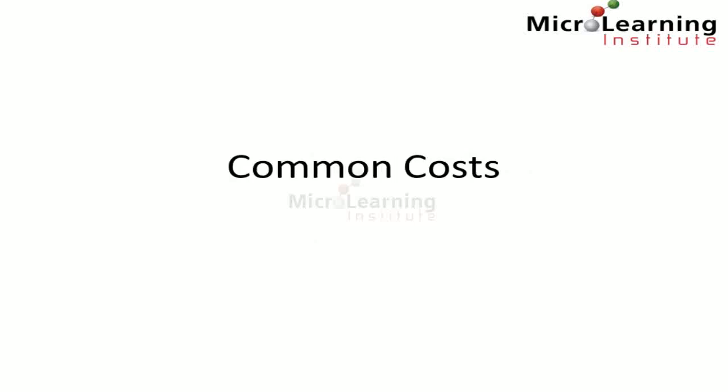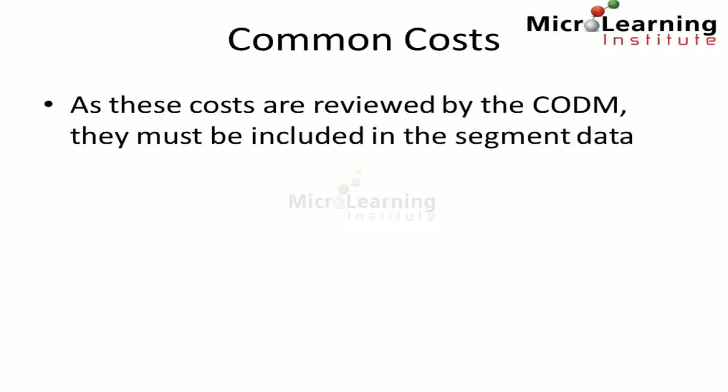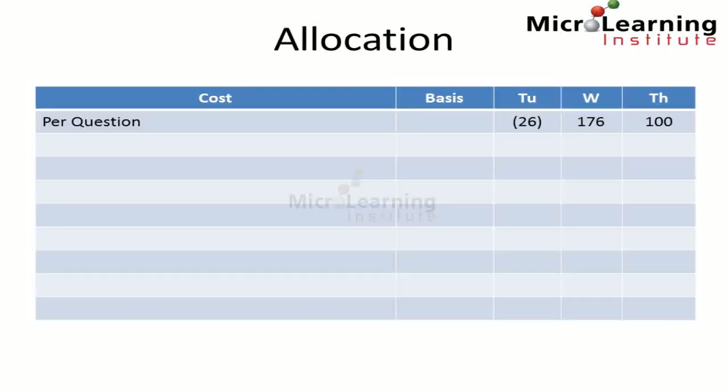Firstly, we're asked to consider the allocation of some common costs. As these costs are reviewed by the chief operating decision maker, they must be included in segment data. So when we look at the profit figures per the question for the three companies Chudo, Weedon and Thursdo, which are respectively 26 million of a loss, 176 million of a profit and 100 million of a profit, we can now allocate the head office costs on the basis of turnover.